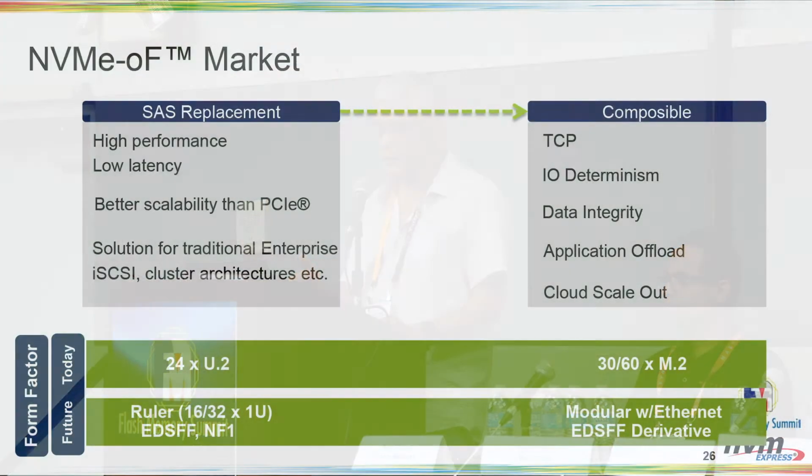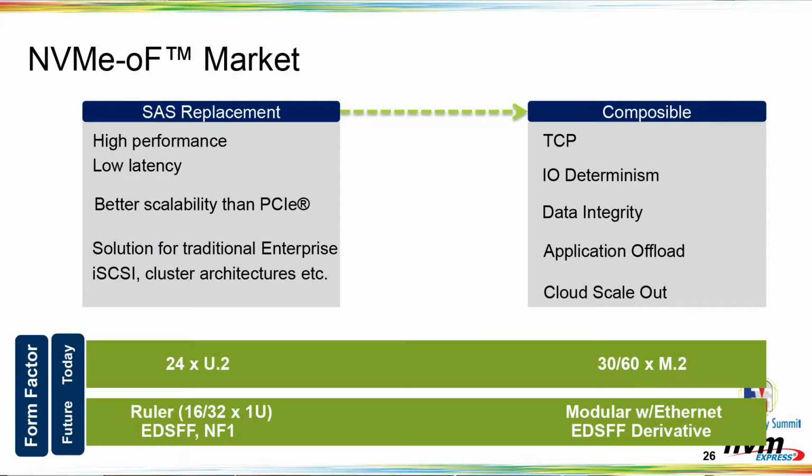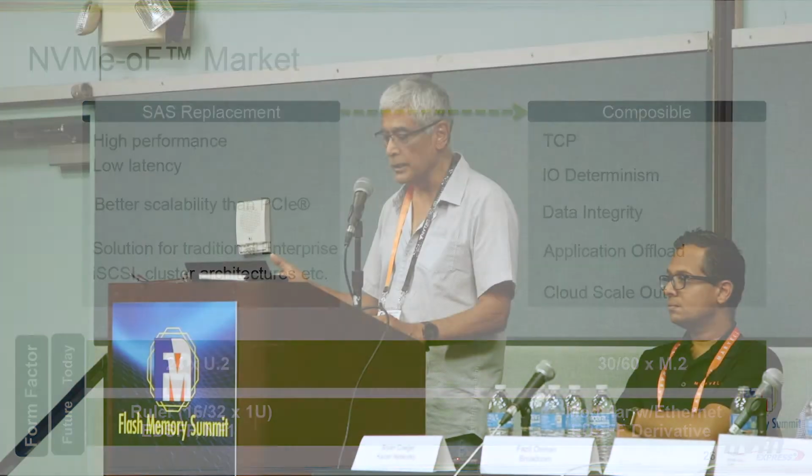So you see this sort of move from one end of the market to the other, and you also see that the types of boxes that they're building are changing. If you look at what people are doing today, it ranges from the standard 2U box, which has 24 U.2s, a traditional enterprise kind of box. But then, as Peter was showing, Facebook does 30 to 60 M.2 drives in a small chassis, and they use M.2. They don't use U.2s. So there are different form factors depending on where you go and who's using it.